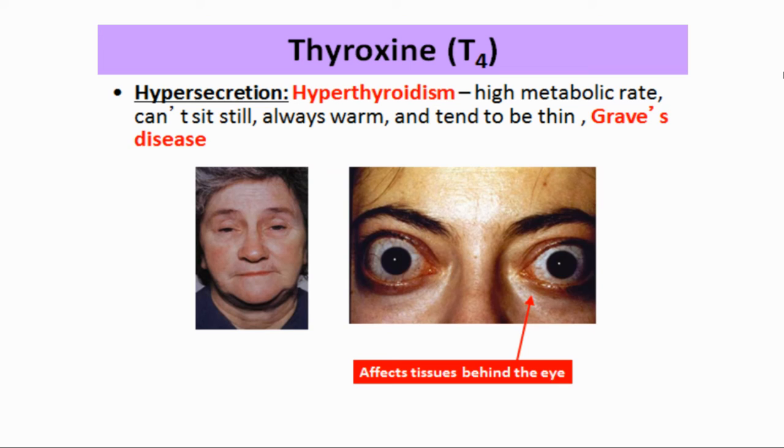Now, Graves' disease has an effect on the soft tissues around your eyes, especially, where eventually they cause your eyes to almost protrude out of the sockets because you're getting thin and the tissues around your eyes are thinning.